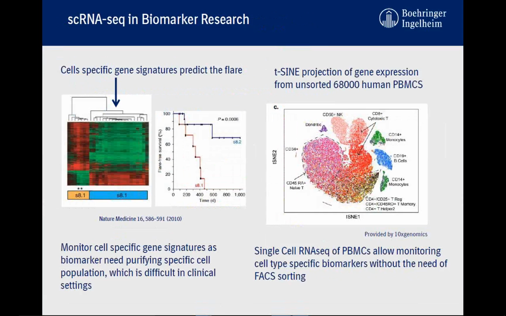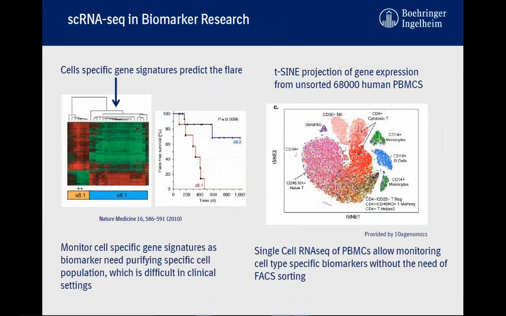How about late-stage biomarker research, or biomarker discovery research, or even clinical trials? Should we go to single-cell RNA-seq or not? I think one pretty famous application is about gene signatures existing in a particular population.